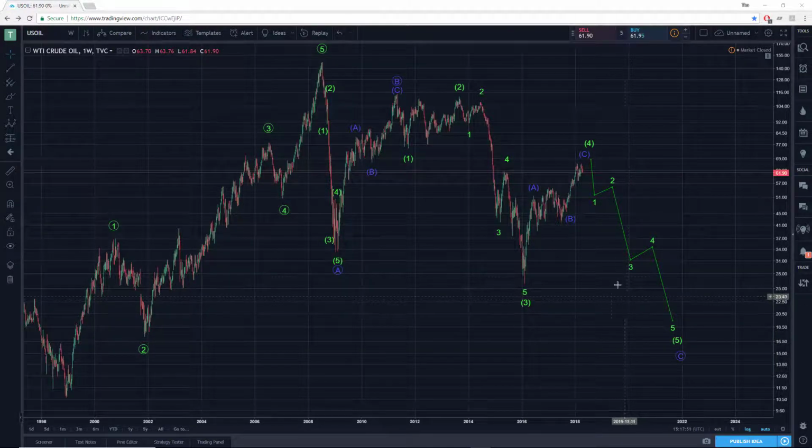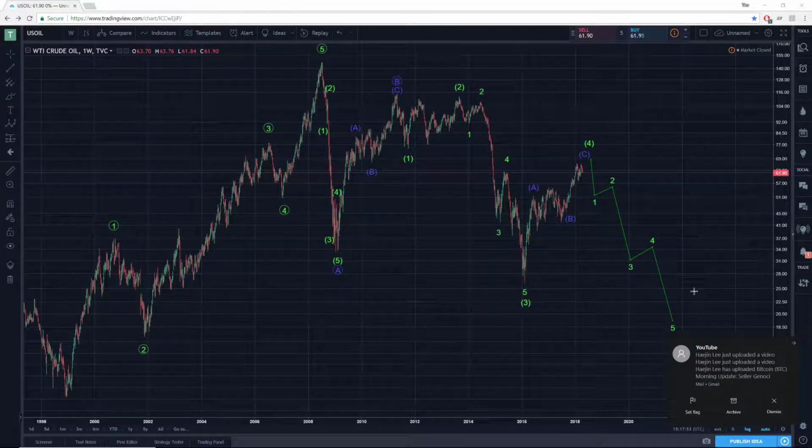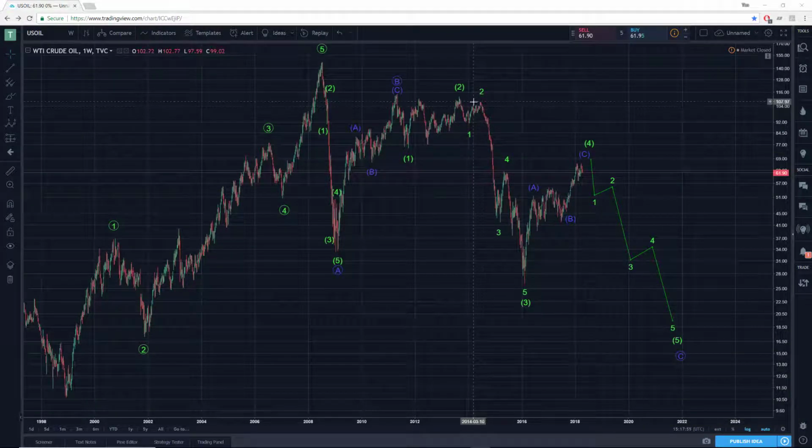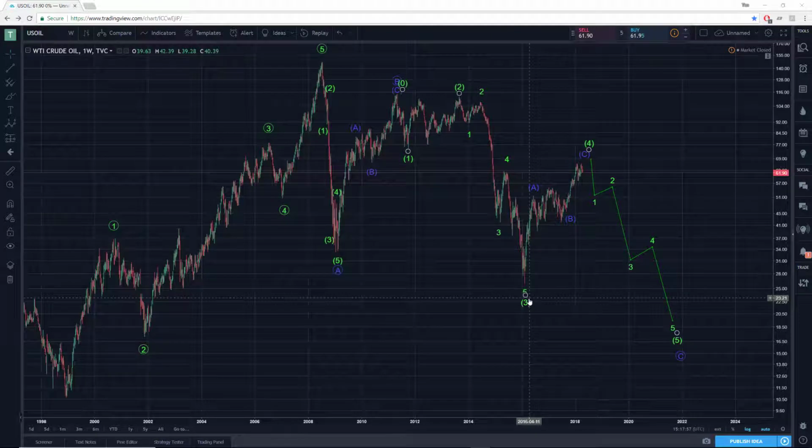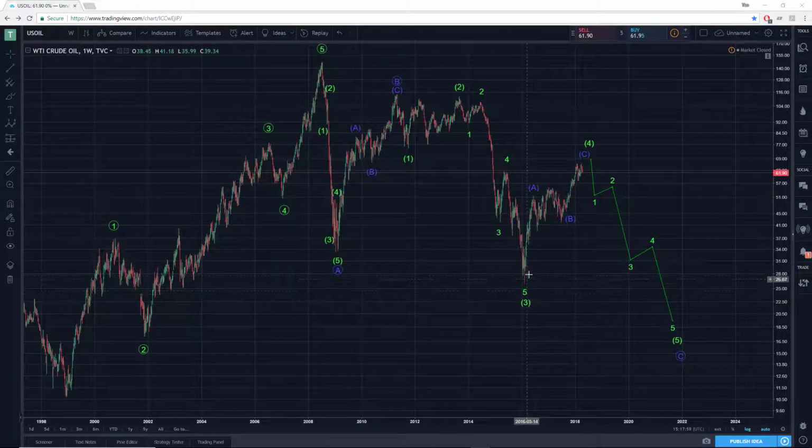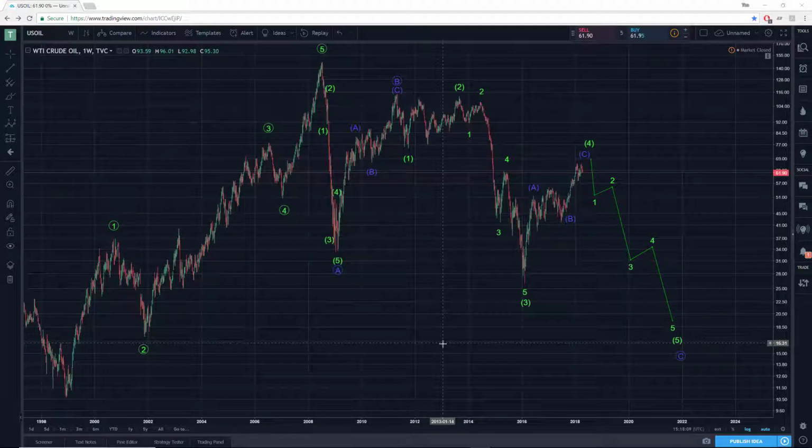Anyways, I just wanted to mention I've only done the sub labels on wave 3 of C down and also wave 4 of C up, and then I've just kind of implied a rough estimate for wave 5 of C down. There are sub labels, of course, for all these other waves, but I just haven't displayed them because I don't want to overly clutter the price chart.